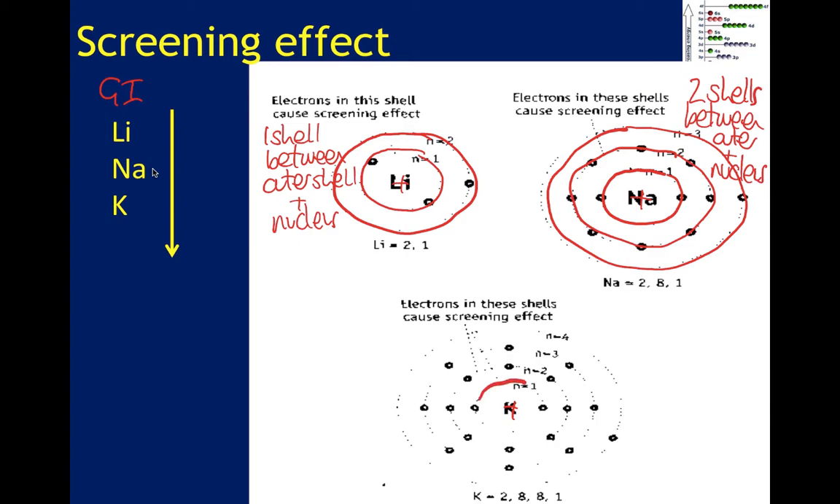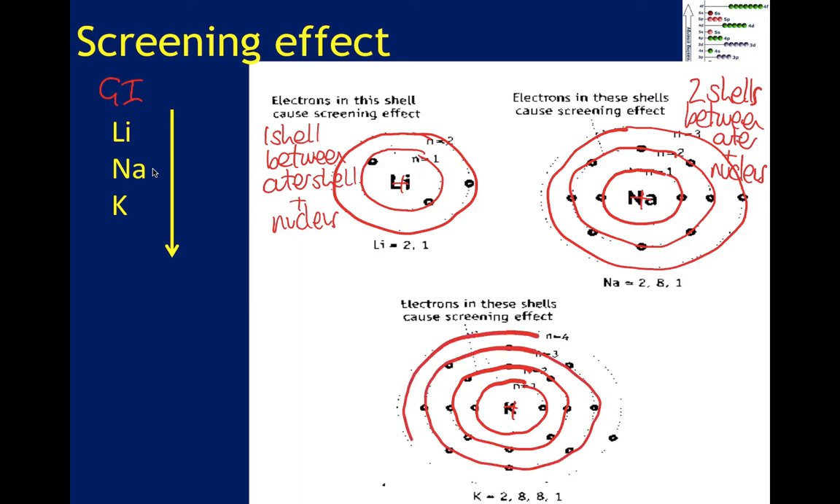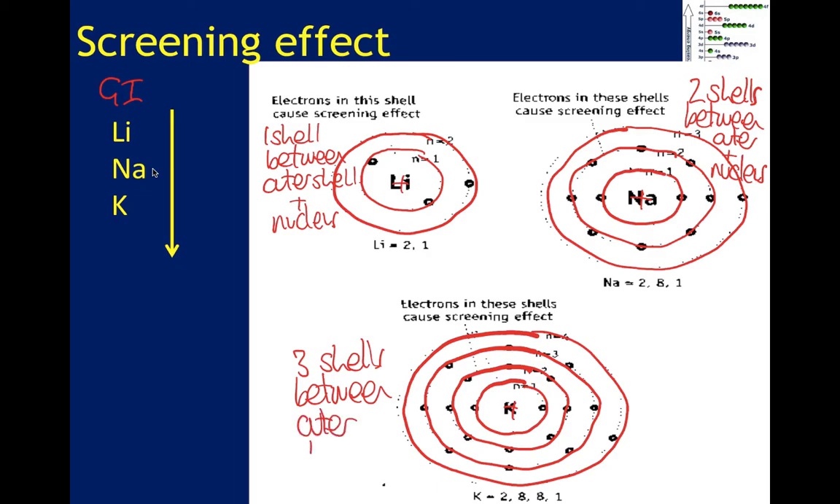As in earlier with potassium, we're now getting 4 energy levels, so 3 shells or 3 energy levels between the outer electron and the nucleus. So there's way more screening. So screening is increasing as you go down the group.